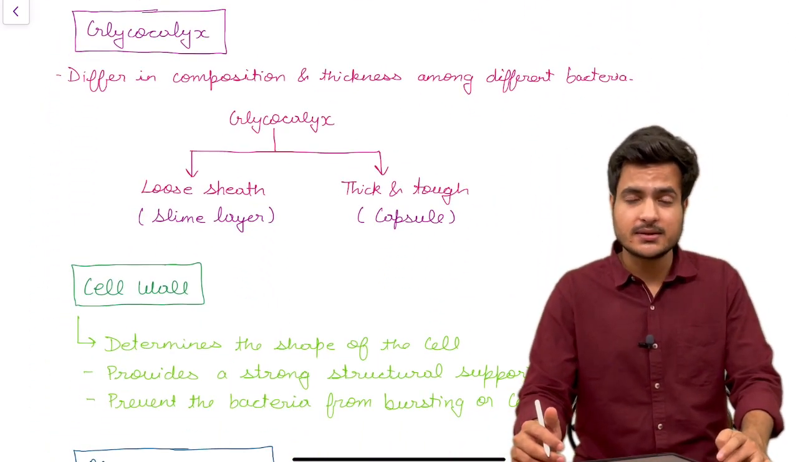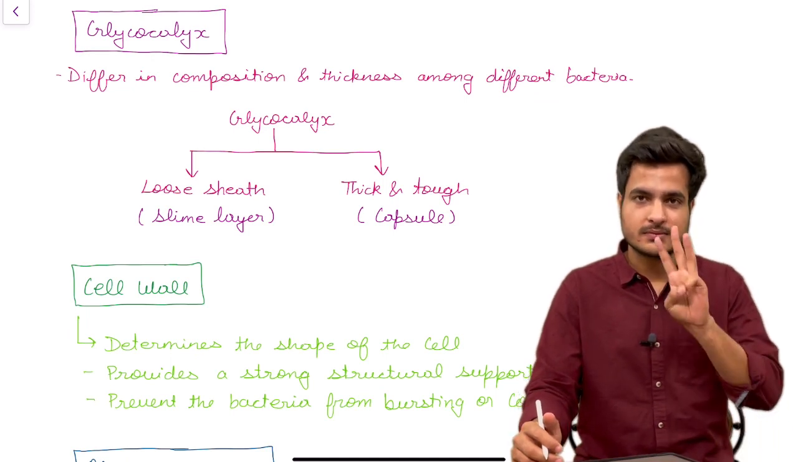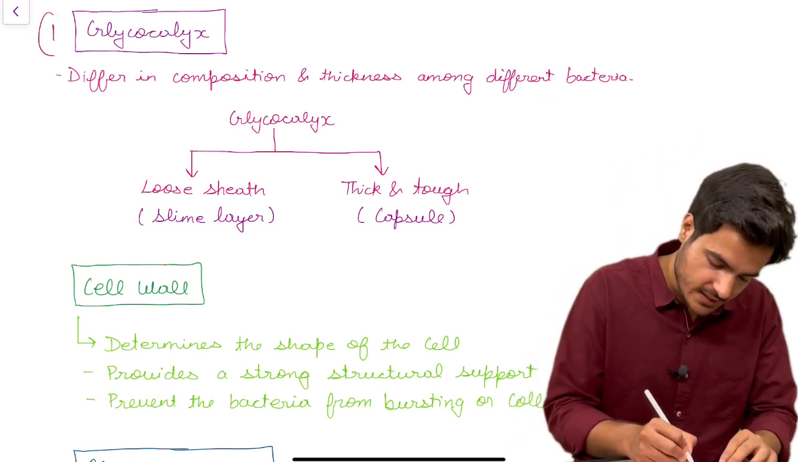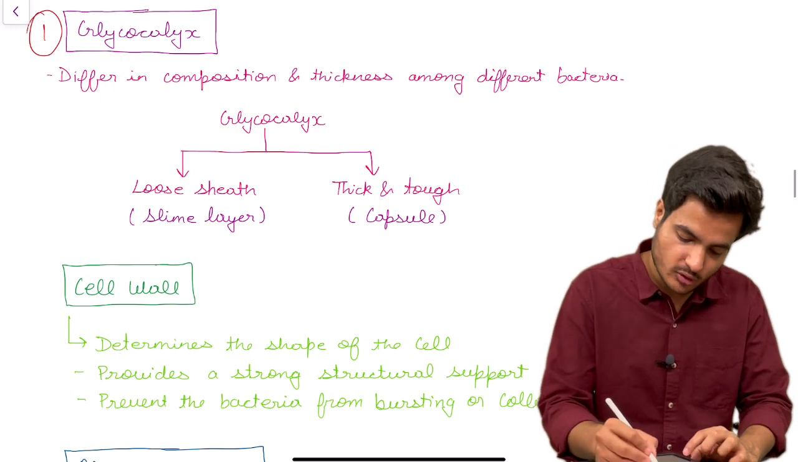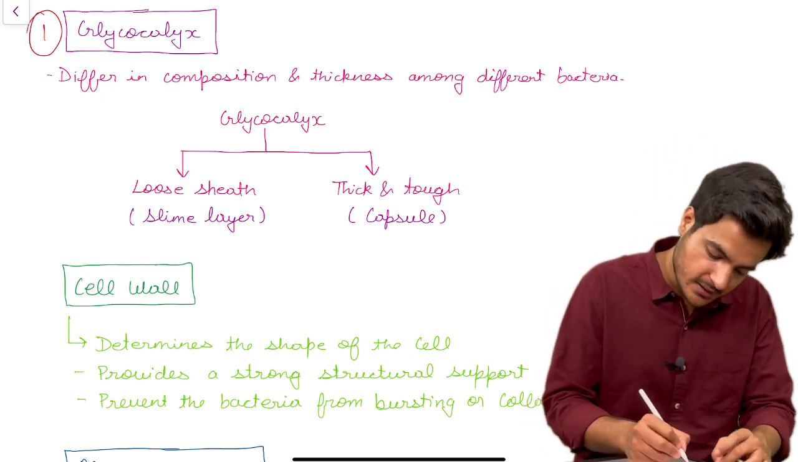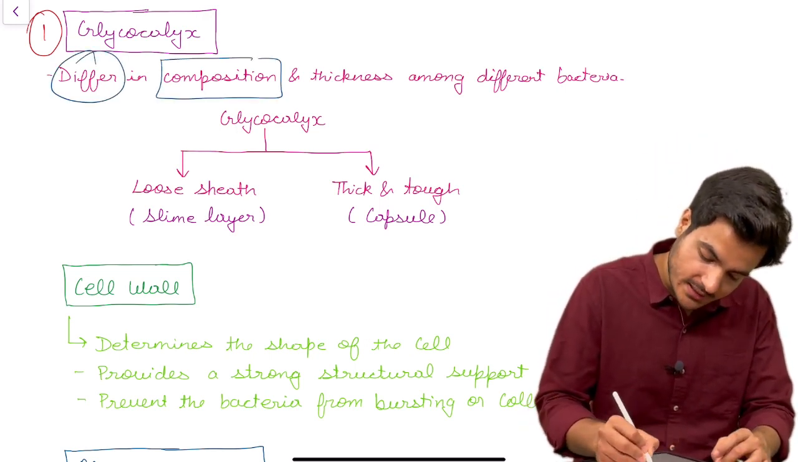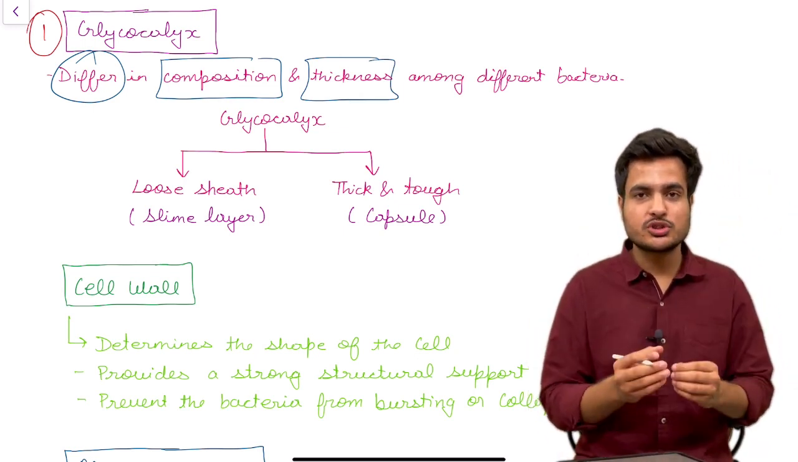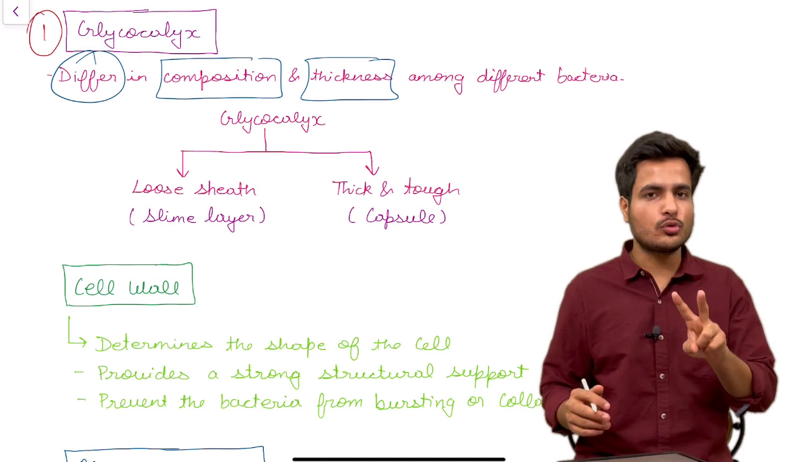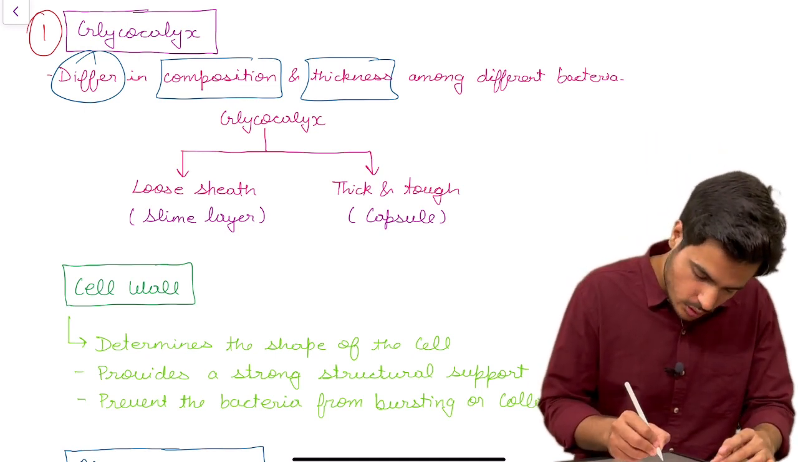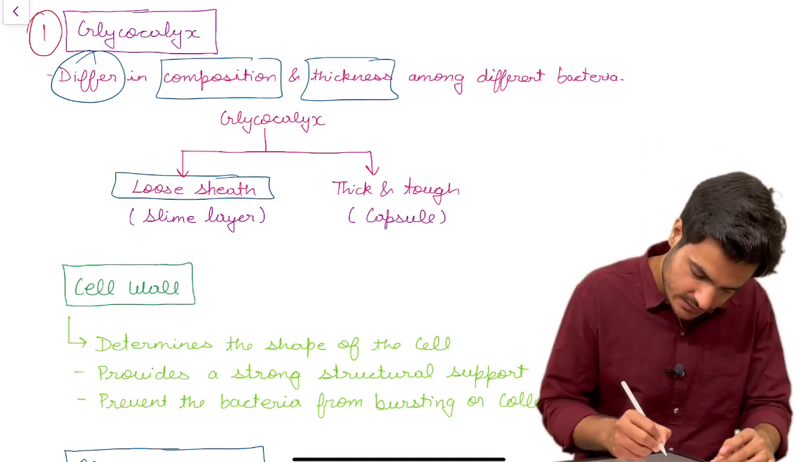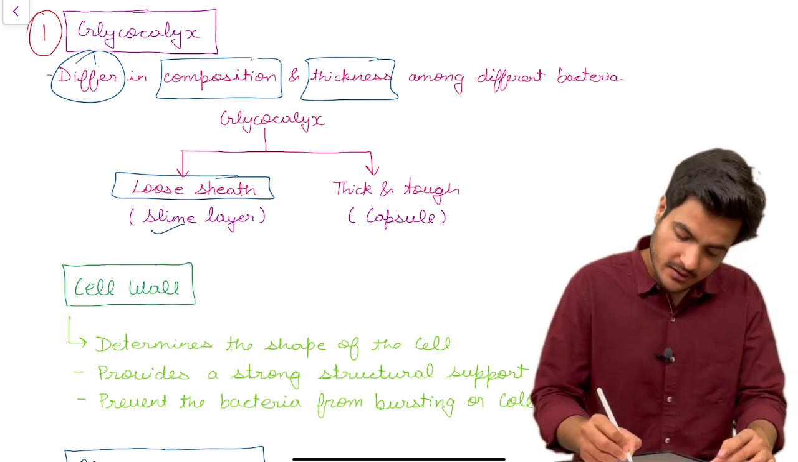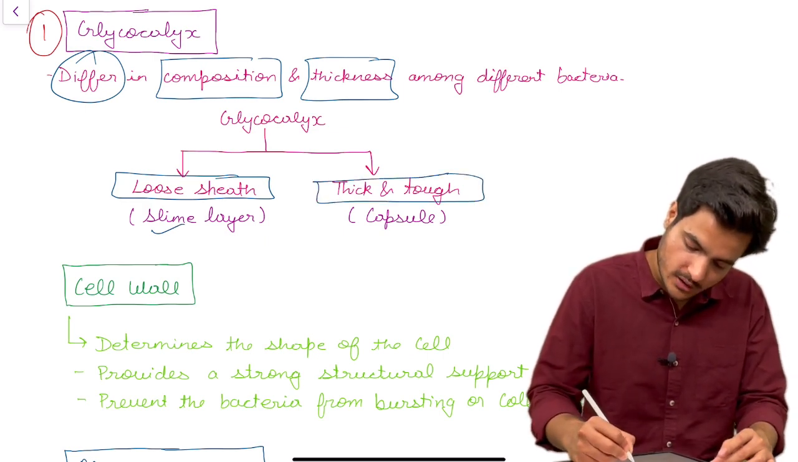Now let's discuss in detail the individual layers of the cell envelope. There are three layers. First, an outermost layer which is called glycocalyx. It differs in composition and thickness among different bacteria, and depending upon the composition and thickness, glycocalyx can be of two types. If it is a loosely arranged sheath, it is called slime layer, and if it is thick and tough, it is called capsule.